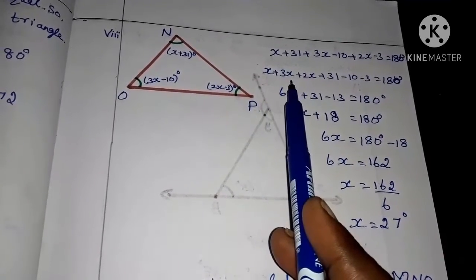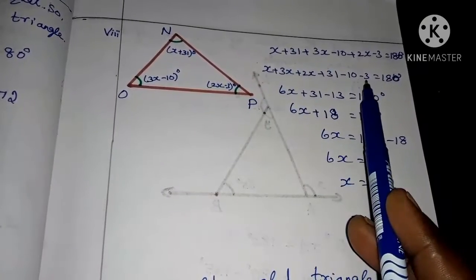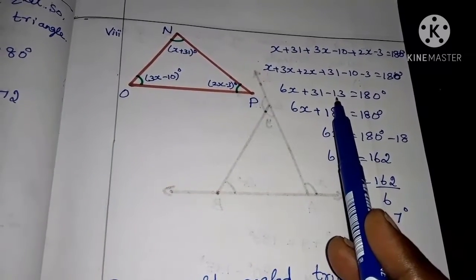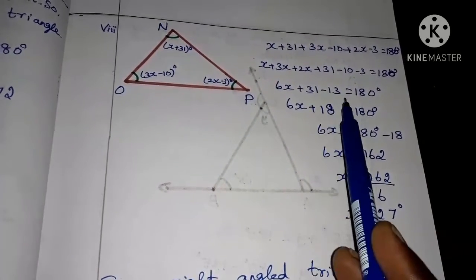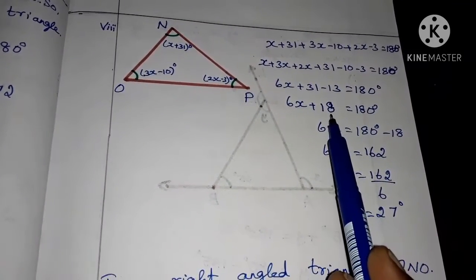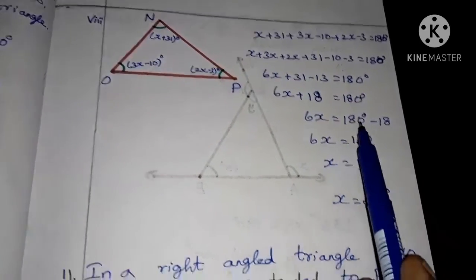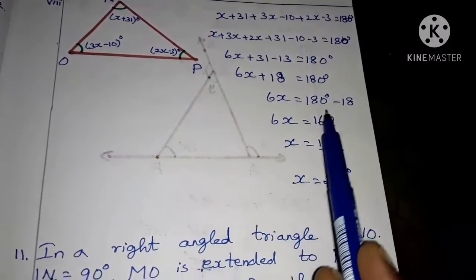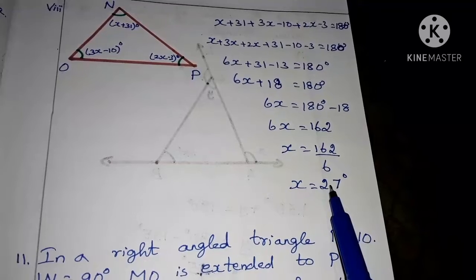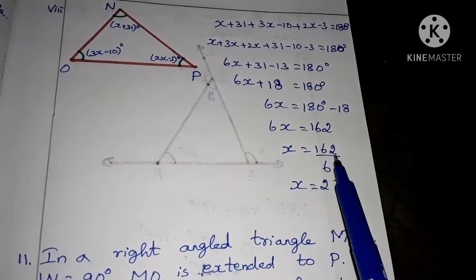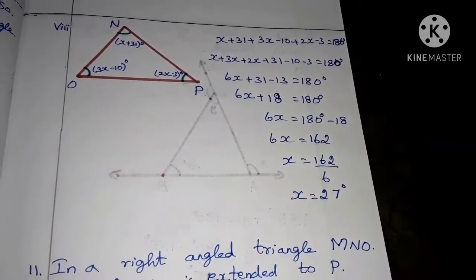So x plus 3x is 4x. 4x plus 2x is 6x. Next, 31 minus 10 minus 3 is plus 18, so 6x plus 18 is equal to 180. 6x is equal to 180 minus 18. 6x is equal to 162. x is equal to, we divide: 6 twos are 12, remainder 4, 6 sevens are 42. That is, x is equal to 27.